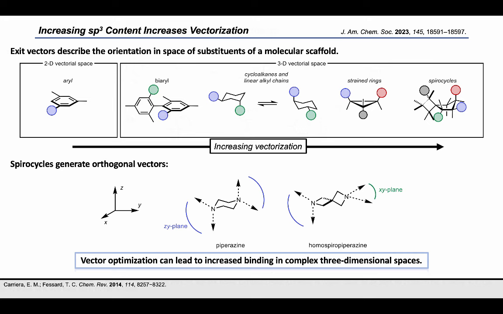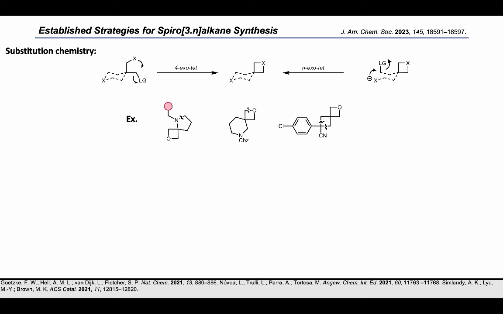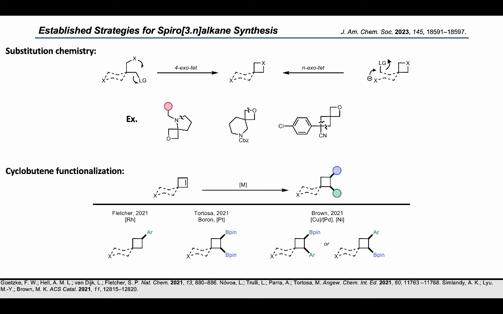Classical strategies to obtain these strained spirocyclic systems often rely on substitution chemistry, whereby you can imagine a ring closing event on either end of the ring system in order to afford these motifs. However, while robust and scalable, it can be very difficult to generate a library of these compounds due to their linear syntheses. More recently, the Fletcher, Tortosa, and Brown groups have developed more modern catalytic methods to access spirocyclic cyclobutanes through alkene difunctionalization reactions that leverage the innate reactivity of cyclobutenes to afford cis-functionalized spirocyclic cyclobutanes.